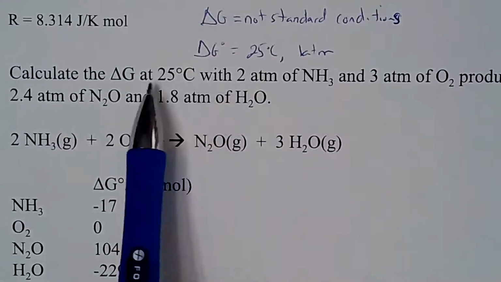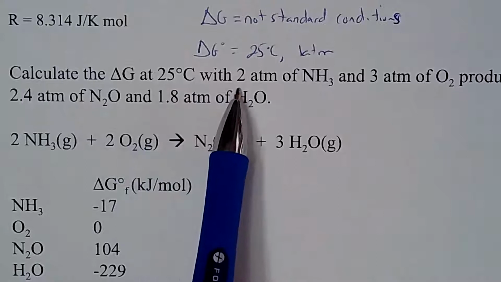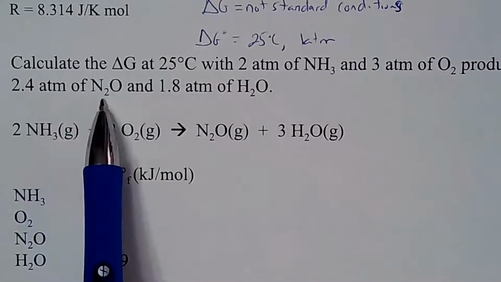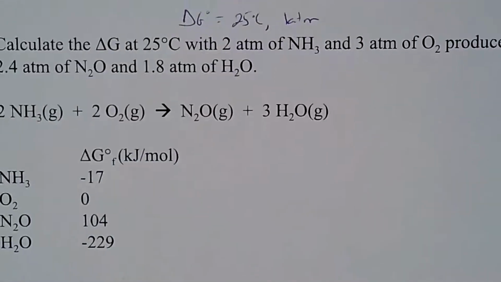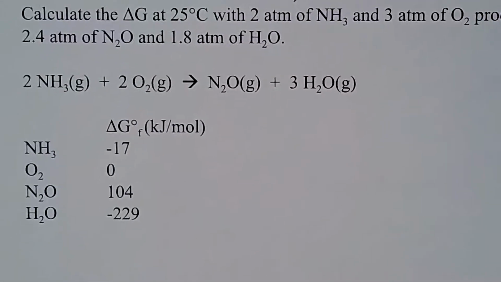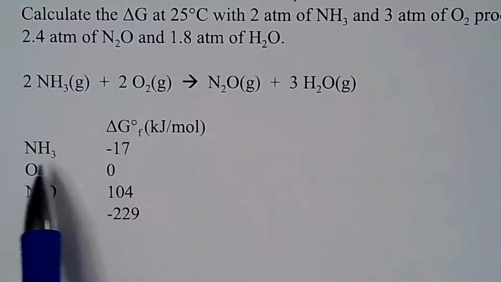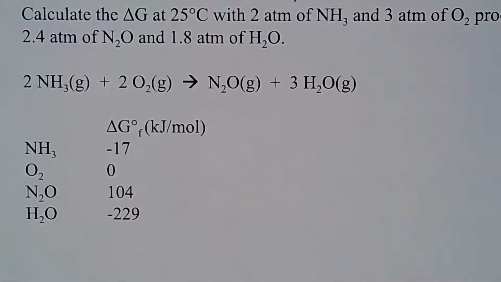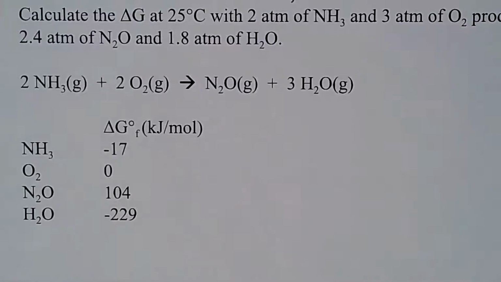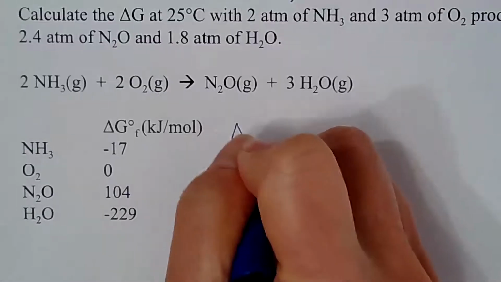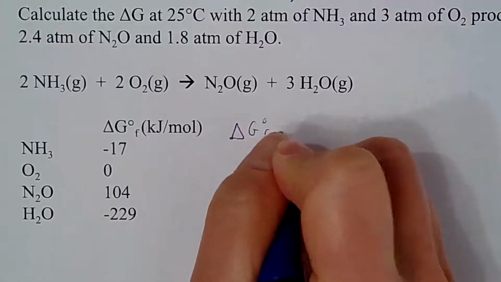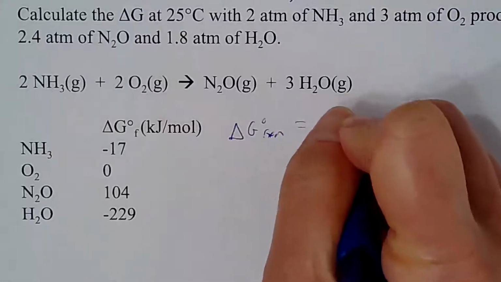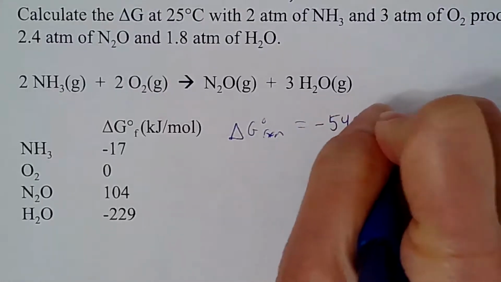So delta G at 25 degrees Celsius with 2 atmospheres of ammonia, 3 atmospheres of oxygen, 2.4 atmospheres of N2O, and 1.8 atmospheres of water. I've been given the delta G of formation of all of these substances, and please recognize oxygen is 0 because that's an element. So all I have to do is find my delta G of my reaction at standard conditions. It's going to be products minus reactants. Well, it comes out to be negative 549 kilojoules.